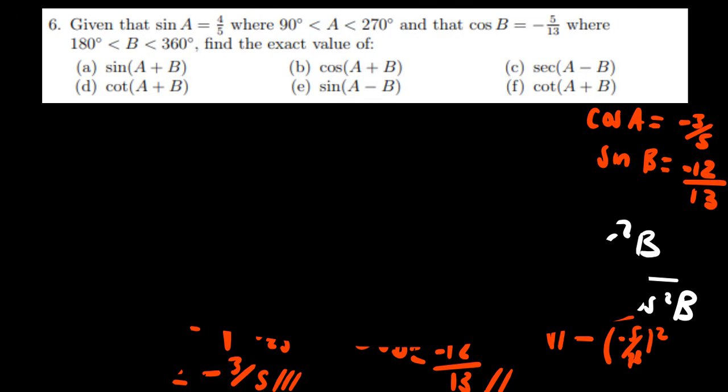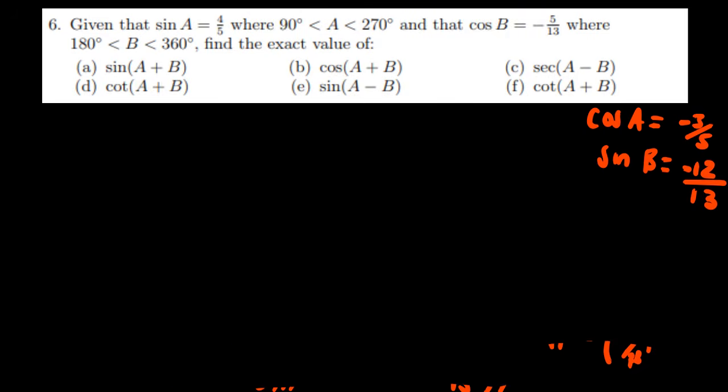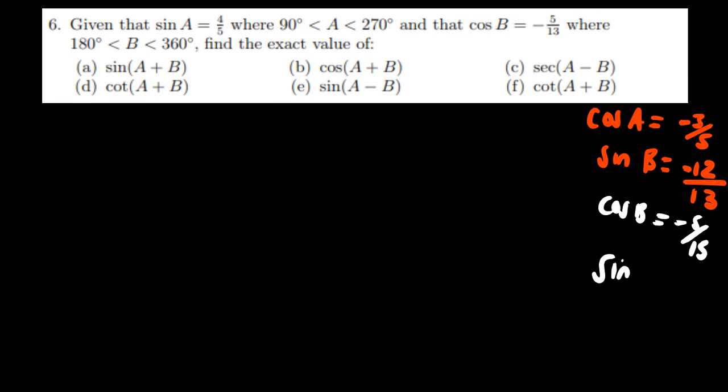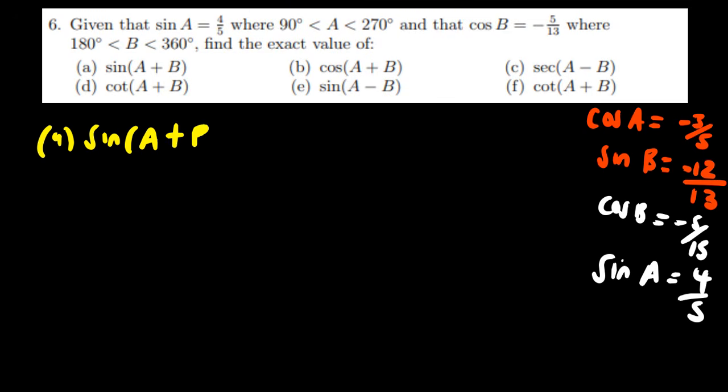So let's now solve. We have everything. Okay, then cos b we've been given. Cos b is negative 5 over 13. Sine a is equal to 4 over 5. So let's start with the first one. The first one, we are solving a, which is sine a plus b.